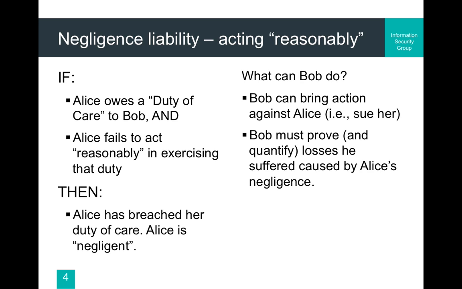If you owe a duty of care to another person, you fail to act reasonably, that opens you up to negligence liability. Now, of course, in this case, if Bob wants to sue Alice, he's going to have to prove that he has lost money or lost something as a result of Alice's negligence. People act negligently all the time. Sometimes they just get lucky and it doesn't cause any harm. But if Bob has been harmed by Alice's negligence, he can sue her and recover money. That means we need to focus pretty strongly on this question of what does it mean to act reasonably.